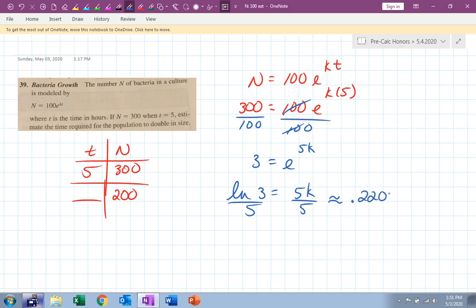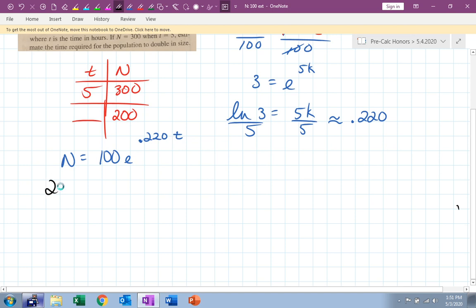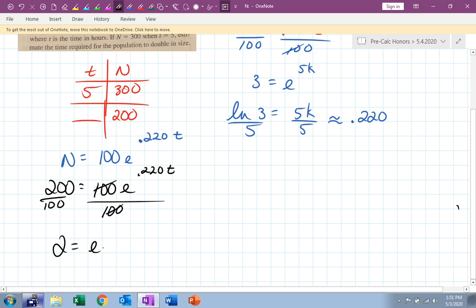So our model is N equals 100 e to the 0.220t. But now we know we want it to be 200. So we're going to say 200 equals 100 e to the 0.220t. And now I'm just solving for t. Last time I was solving for k. Now I'm going to solve for t. Divide both sides by 100, and I get 2 equals e to the 0.220t. And to get that exponent down, we ln.